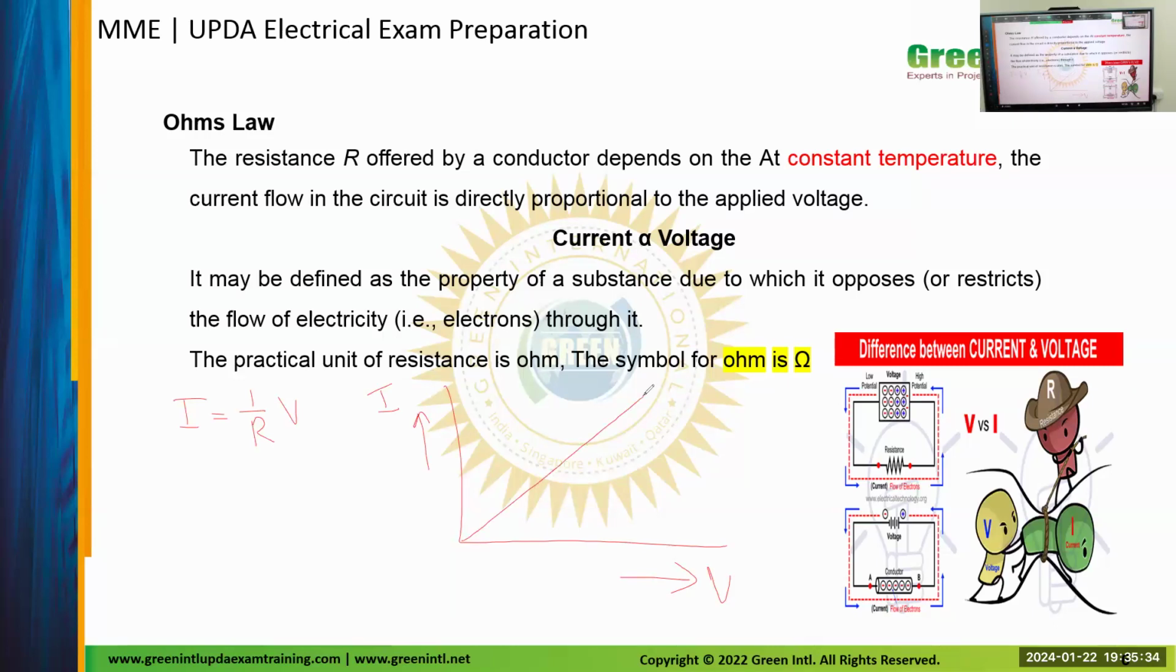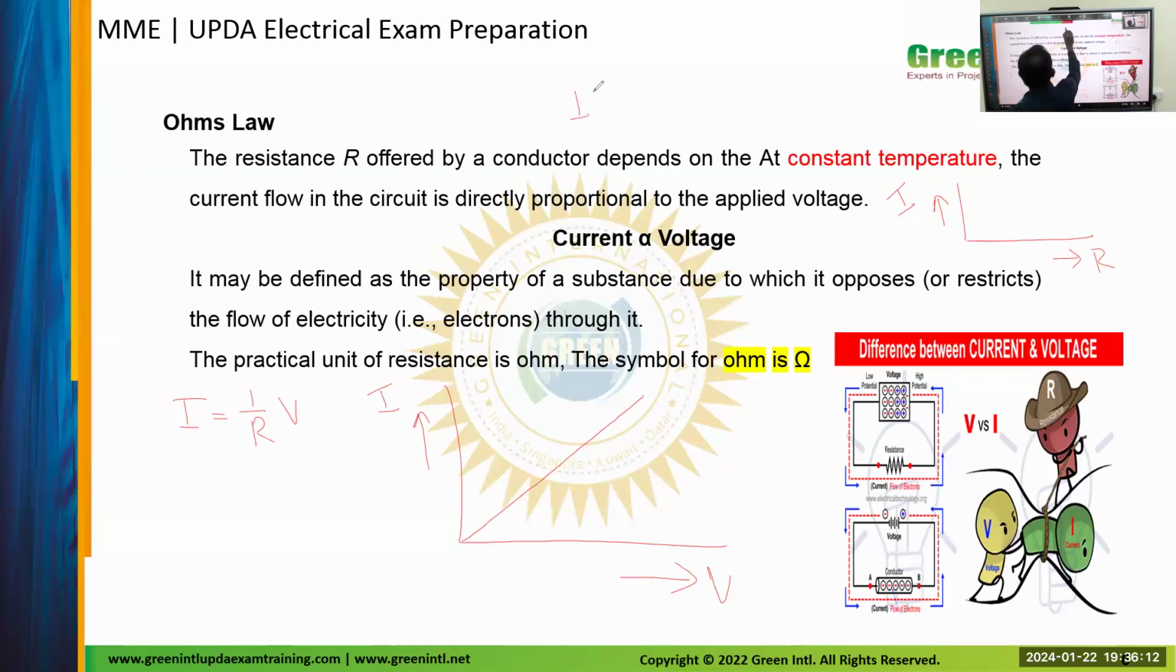From this, what we understand is, if the voltage increases, current also increases, but it increases linearly. That information we need to remember. From Ohm's law, it increases linearly, and the slope depends upon the R. So here we draw the graph voltage versus current. Similarly, we can draw the graph resistance versus current.